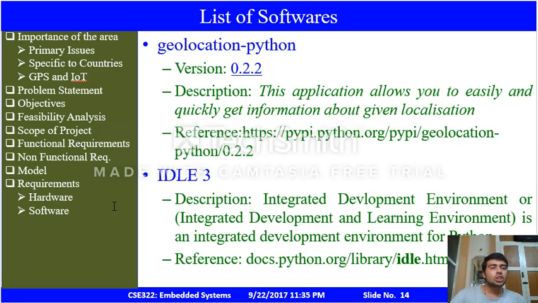We need the absolute geolocation of each of them. More importantly, on the second level, we also need this geolocation for the trucks that are going to service these places, and that can be helpful as well. The next thing we need is IDLE 3, which is an integrated development environment linked with Python and can be a source on which we code the Raspberry Pi for various functions that we're going to do, and we think this is a software requirement that we use.